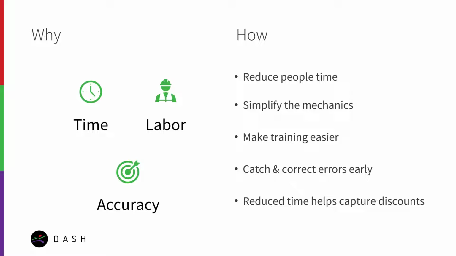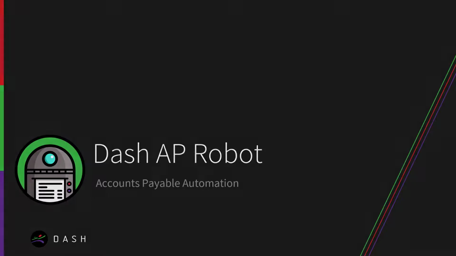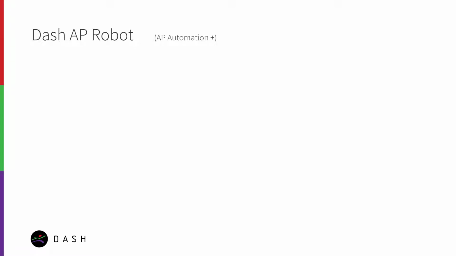So what do you use to make all these things happen? Well, try using the Dash AP Robot for accounts payable automation. So what's it like when you're using the Dash AP Robot? Well, let's talk a little bit about that process.